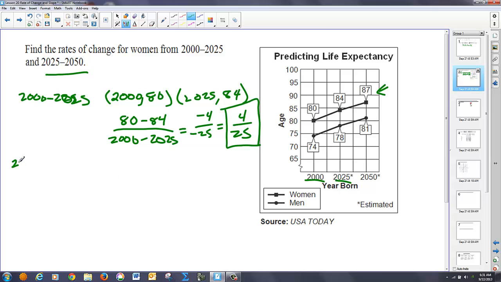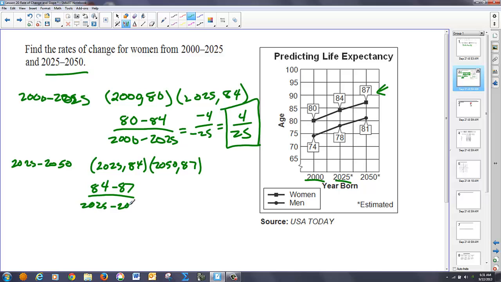And if I go from 2025 to 2050, again, I want to list my points. So at 2025 I have 84, and at 2050 I have 87. And then I take my difference in y's, so it's 84 minus 87 over 2025 minus 2050. We get negative 3 over negative 25, which is 3/25. And there's my rate of change there.